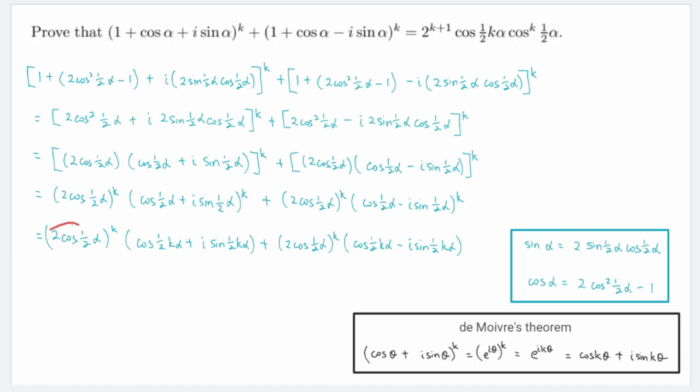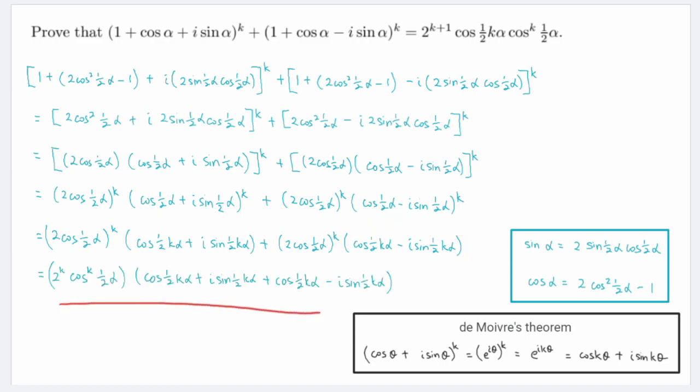We can see that 2 cos half alpha to the power of k is a common factor between these two terms, which we can factor them out. And the remaining terms can be combined together, and finally we will get something like this. Here we can see I have pushed the power of k into each of the term, which gives us 2 to the power of k times cos power k half alpha. And then the remaining terms are combined together.